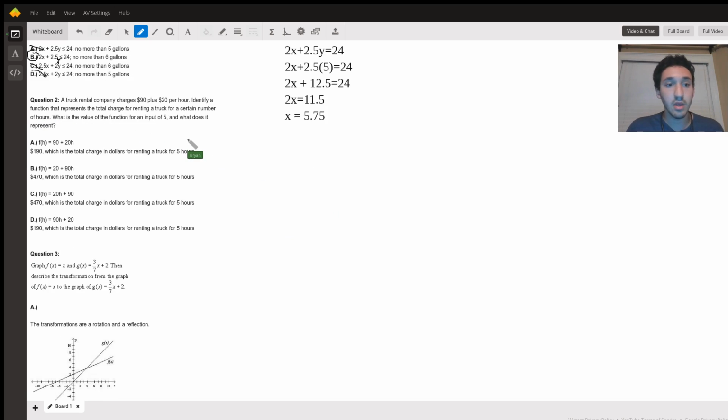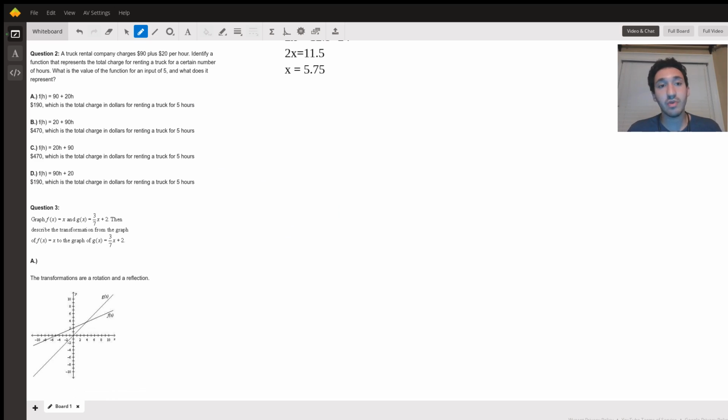That's 1. Question number 2. A truck rental company charges $90 plus $20 per hour. Identify a function that represents the total charge for renting a truck for a certain number of hours. What is the value of the function for an input of 5? And what does it represent?